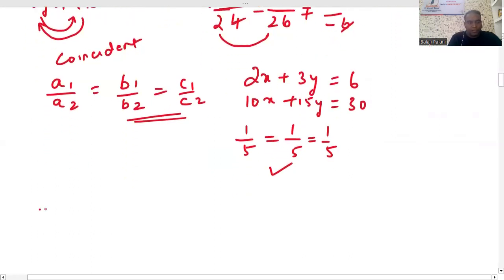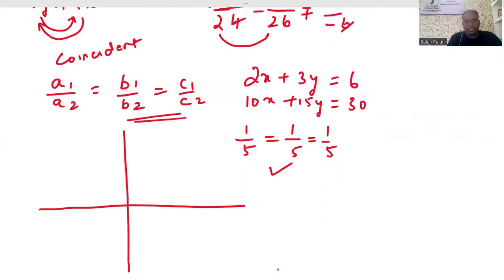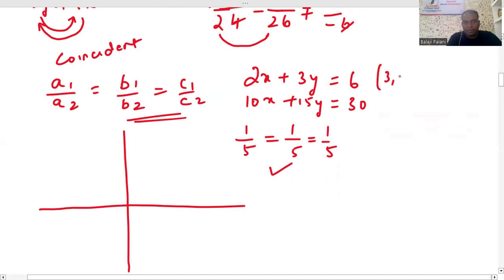We can verify this using a graph also, just for you to understand. For the first equation I write two solutions. First is 3, 0. Second one is 0, 2. You should be able to write solutions this instantly in case you are asked to plot these lines on the graph. Like in 9th, don't take too much time. Similarly for the second equation, putting y as 0, x is 3, so 3, 0 and 0, 2.